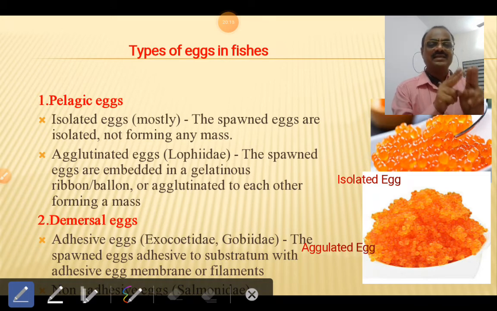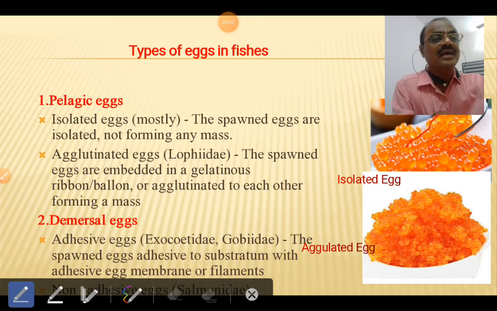Those pelagic eggs are again of two types. One is isolated eggs, and second is agglutinated eggs. See here, isolated eggs. When you see this figure, these are the isolated eggs. Each egg is separate.